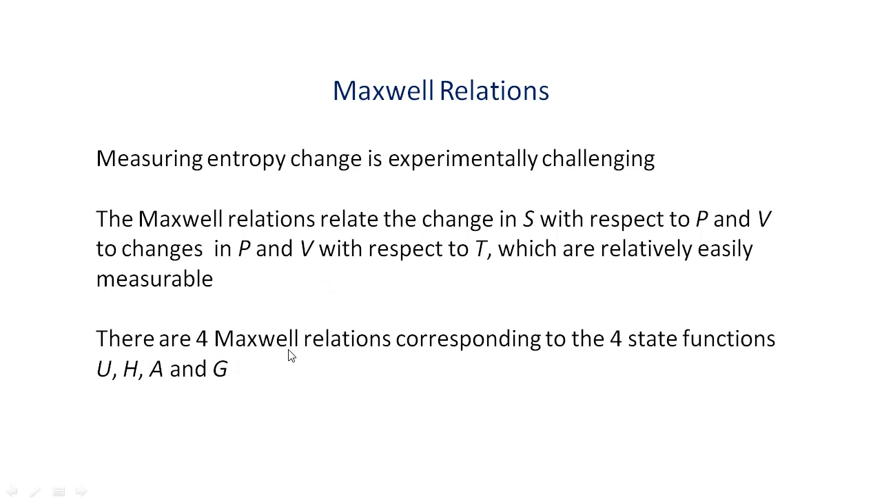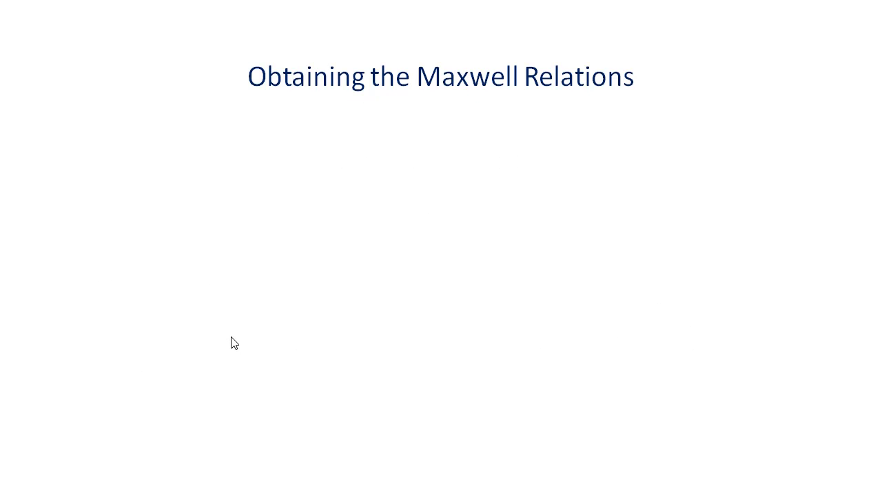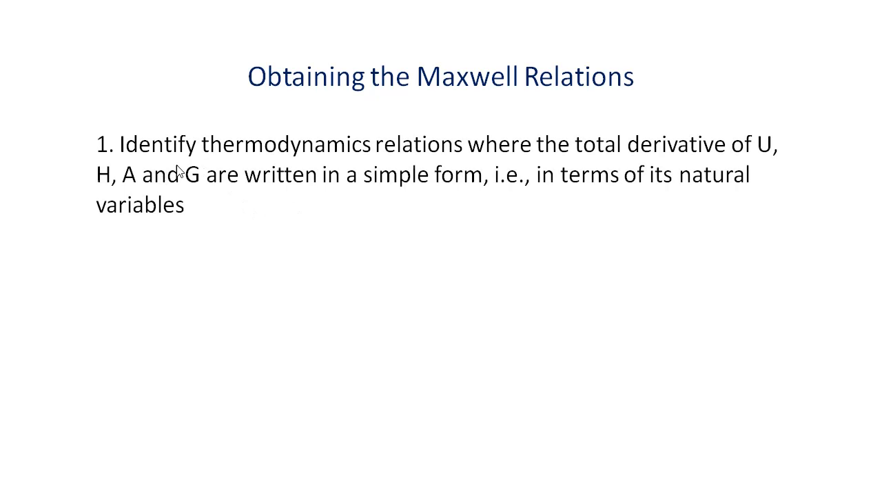There are four Maxwell relations corresponding to the four state functions: internal energy, enthalpy, Helmholtz free energy, and Gibbs free energy. Let me discuss the procedure for obtaining the Maxwell relations. The first step is to identify thermodynamic relations where the total derivative of these four state functions are written in a simple form, that is, in terms of its natural variables.